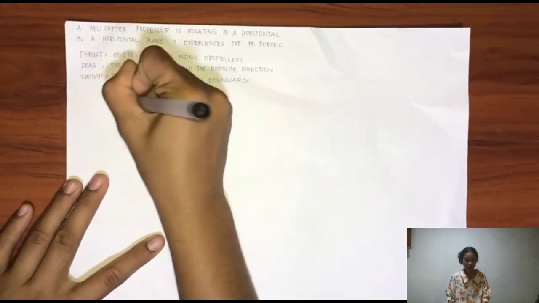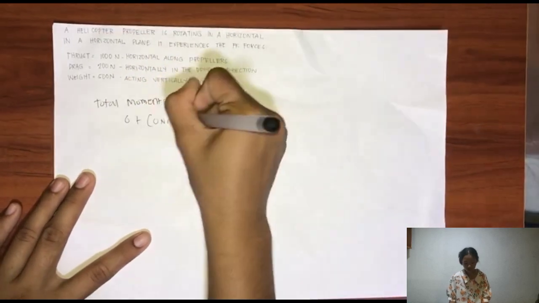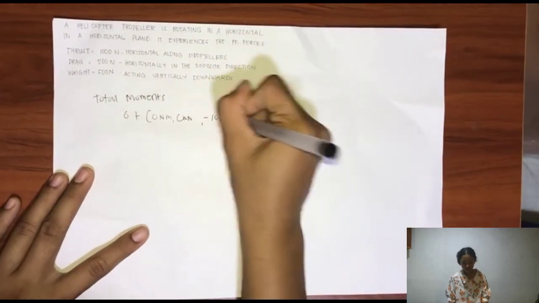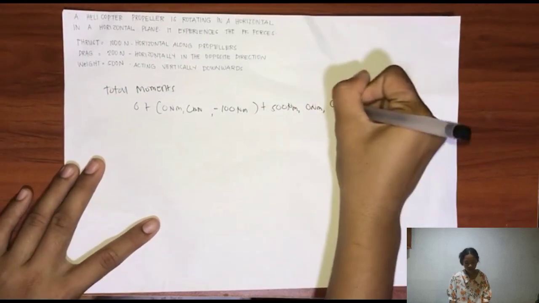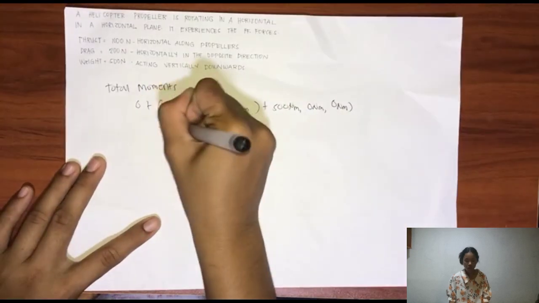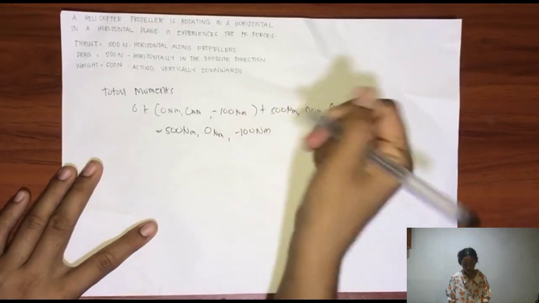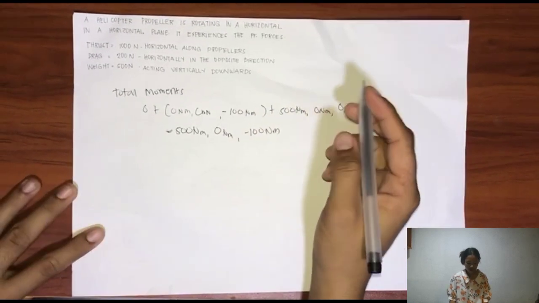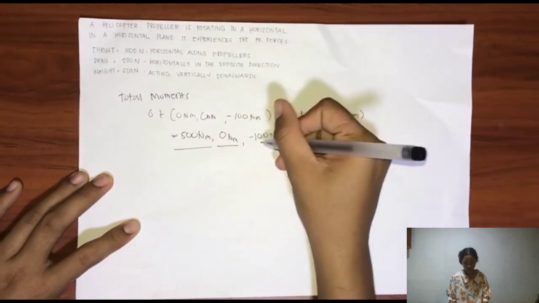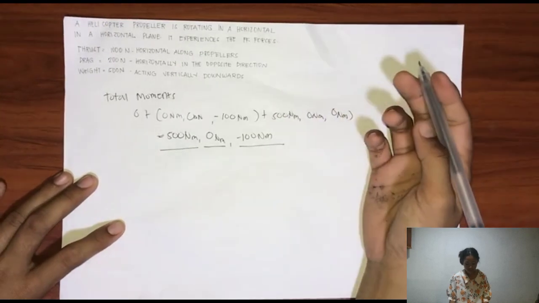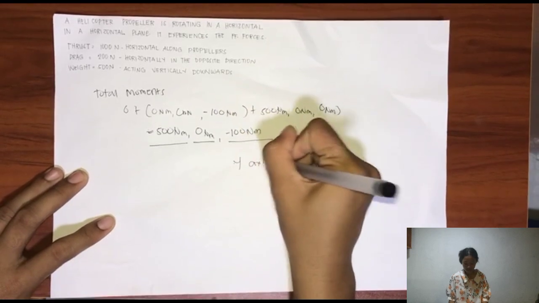Our total moment is equals to 0 Newton meter, 0 Newton meter, negative 100 Newton meter plus 500 Newton meter, 0 Newton meter, 0 Newton meter is equals to 500 Newton meter, 0 Newton meter, negative 100 Newton meter. Therefore, the total moment of the forces about the propeller's axis of rotation is 500 Newton meter, 0 Newton meter, negative 100 Newton meter. This represents a tendency to rotate the propellers around the y-axis and z-axis.